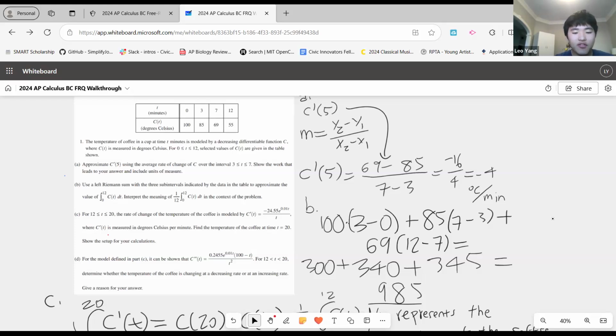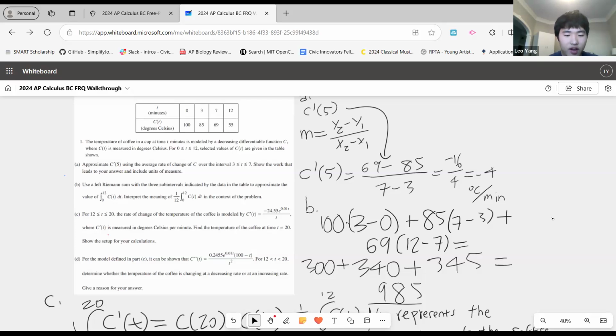So if the temperature of the coffee is changing at an increasing rate, that means the derivative of the slope is positive. Okay, I've said a lot of stuff now.